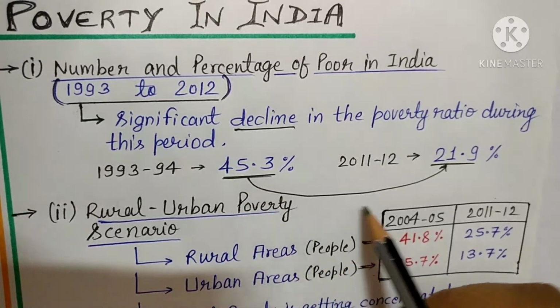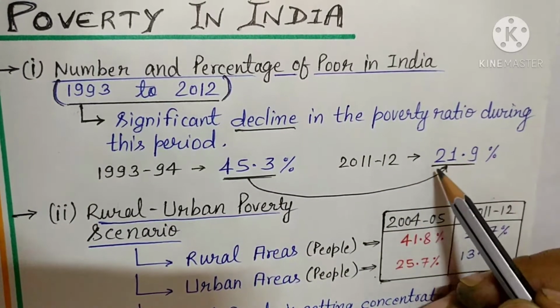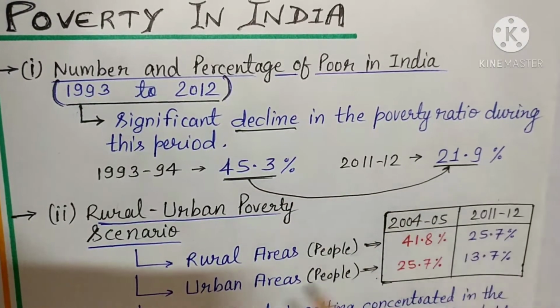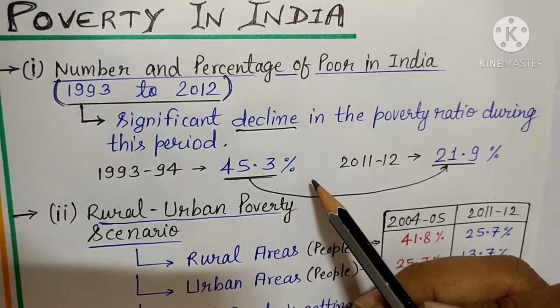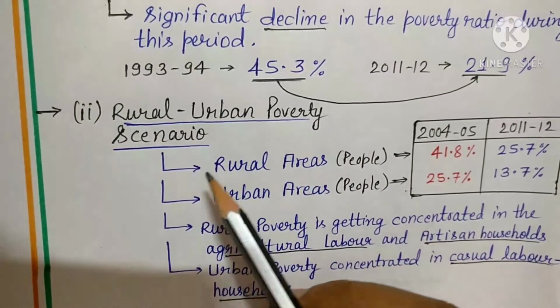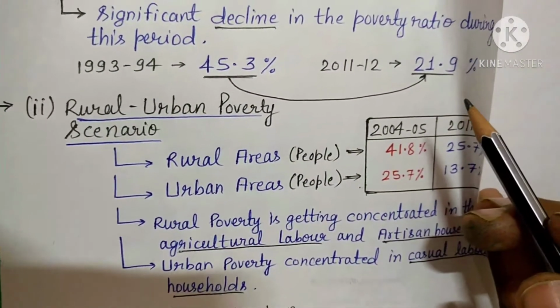And it decreases to 21.9% only in 2011-12. Though it is a bigger percentage still, in comparison to 45.3 it is small. So it is a positive point for India. Then comes the rural-urban poverty scenario.